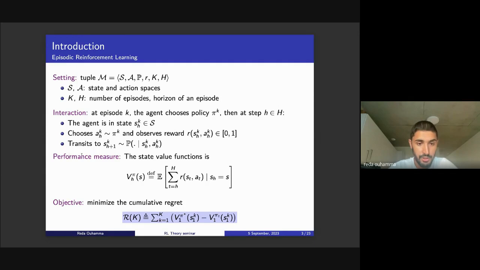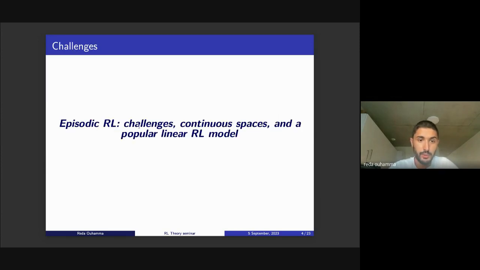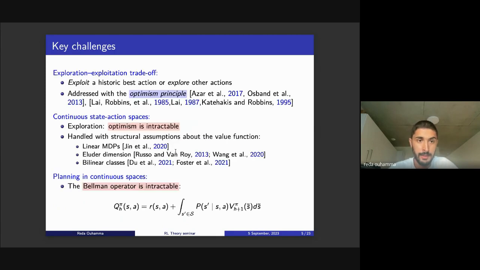The performance measure chosen in this paper is the standard value function, non-discounted because it's an episodic setting, and the objective is to minimize the cumulative regret. Okay, so we start with some challenges in episodic RL about continuous spaces and the popular linear reinforcement learning model.